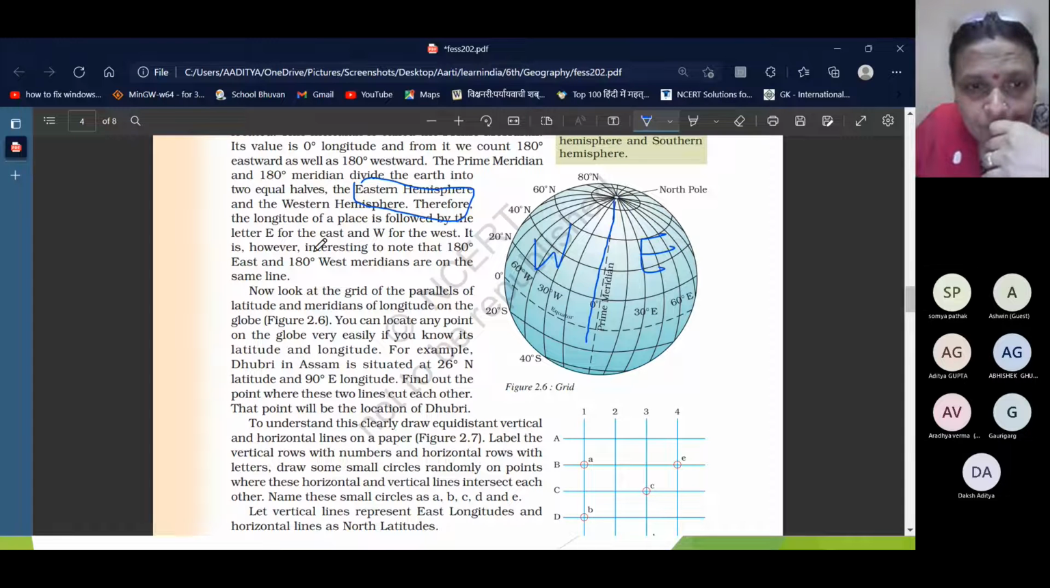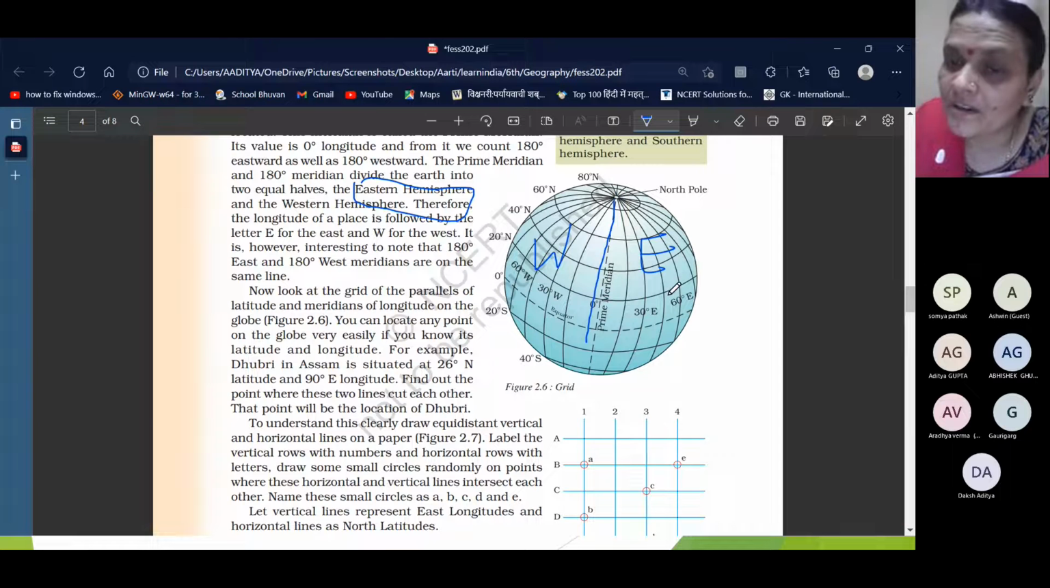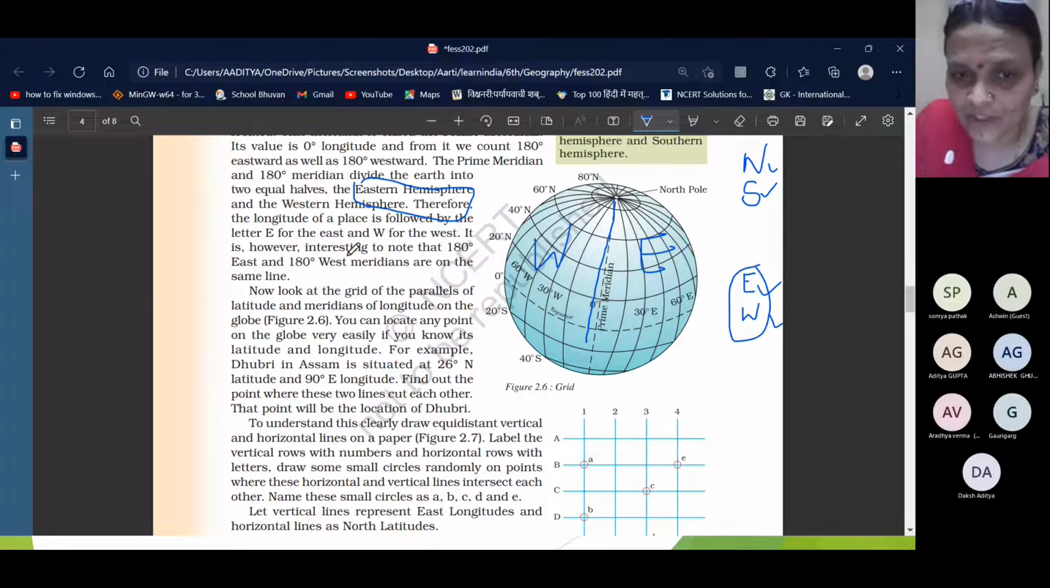Therefore, the longitude of a place is followed by the letter E. So whenever we talk about longitudes, we mark them with E or W. And whenever we talk about latitudes, we use N or S, southern hemisphere, northern hemisphere. Okay. And whenever you talk about longitudes, it is the eastern and western hemisphere.